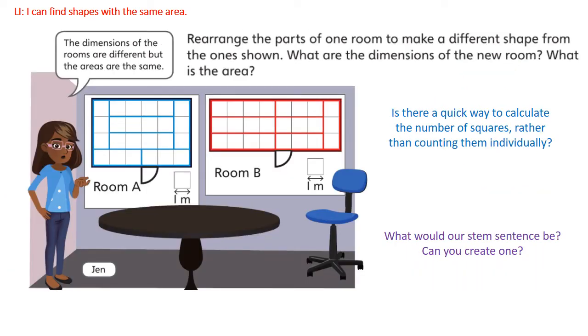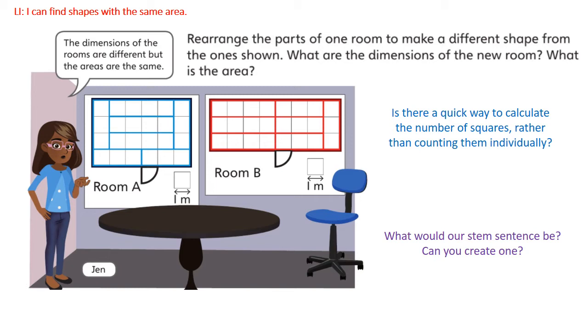So this next part of the question asks us to rearrange the parts of one room to make a different shape from the ones shown. What are the dimensions of the new room? What is the area? So we've already decided we don't need to count all the squares here. Can you remember how much our area was? That's right, it's 24 metres squared.